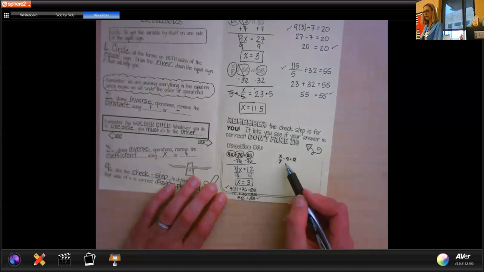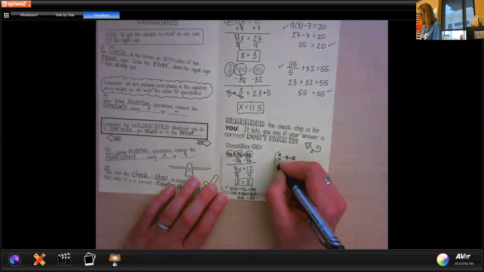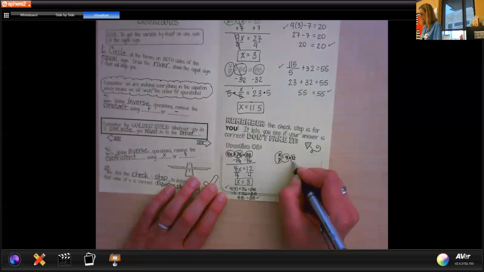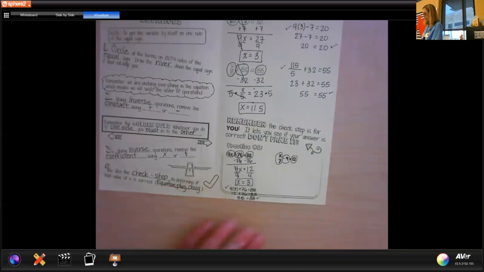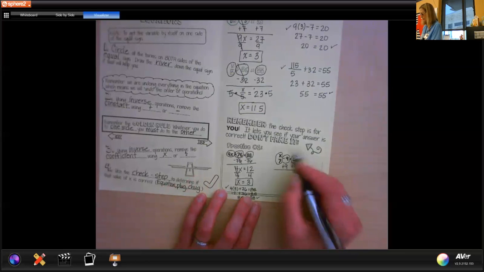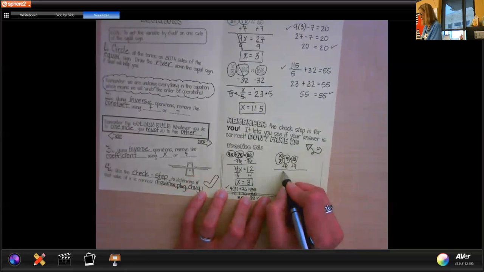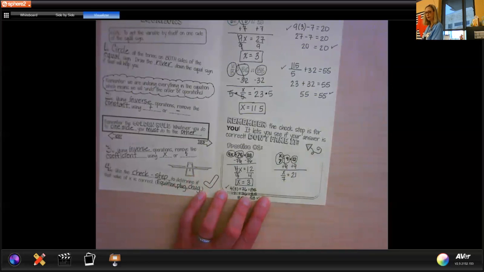x divided by 7 minus 9 equals 12. We have x divided by 7. We have minus 9 or negative 9, and 12. I'm going to start by undoing the number that is not with the x. The opposite of negative 9 is positive 9. This will cancel out. So I'm going to bring down the x divided by 7. 12 plus 9 is 21.